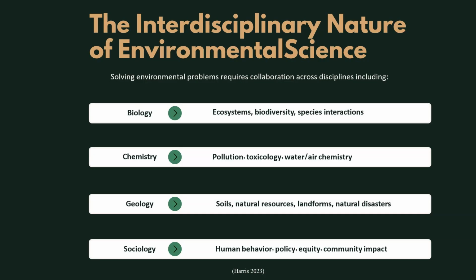Okay, let's break this down. Biology helps us to understand ecosystems, biodiversity, and species interactions. So, for example, how does deforestation affect wildlife? Chemistry is also important for studying pollution, toxicity, water or air chemistry. Think about chemical reactions that happen in the atmosphere, which lead to acid rain or smog. These would be studied through chemistry.